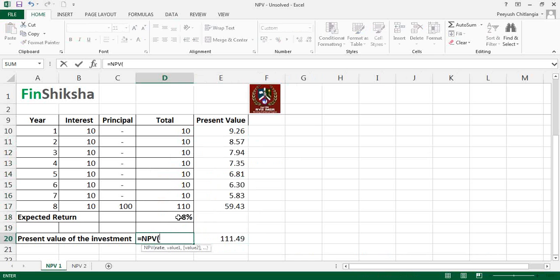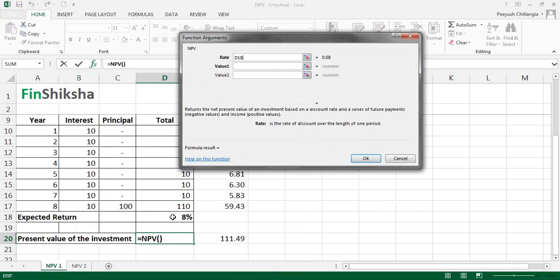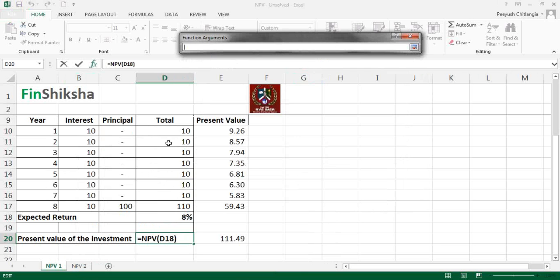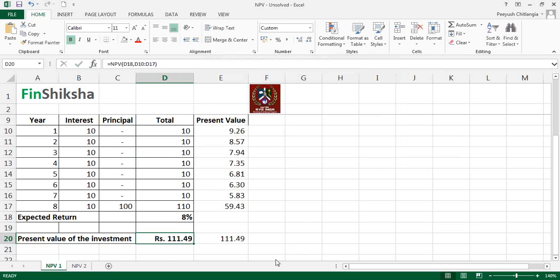All I need to do is, in the components, I need to put in the rate, which is 8%. And then for the values, I need to just select all these values. It automatically assumes that the first value starts at the first year, and so on and so forth. And then you press enter, we get the same result, 111.49, which is what we had gotten earlier as well. So net present value as a function also gives you the same result, which is essentially the price that you're willing to pay.